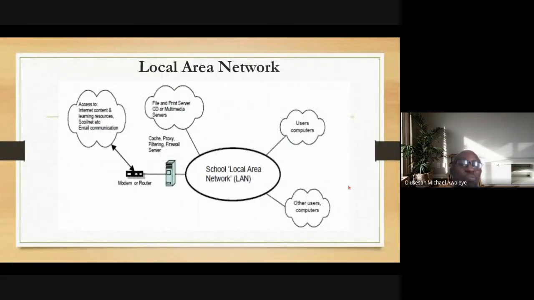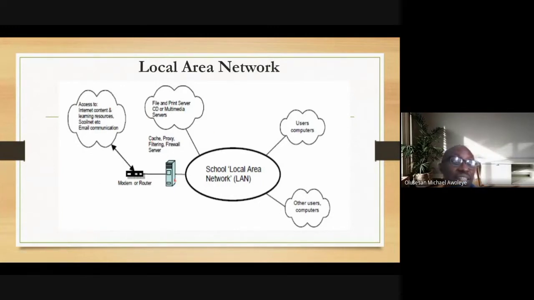And I think I've explained what local area network is the other time. Take, for example, look at this scenario. This is a full local area network, LAN. Let's say this is a school. This is a school local area network. You have user computers connected to that network. You have other users' computers also connected. You have file and print server, CD or multimedia, all those devices you can share connected to your LAN. You also have access to internet contents and learning resources through your server to move out of that local area network.